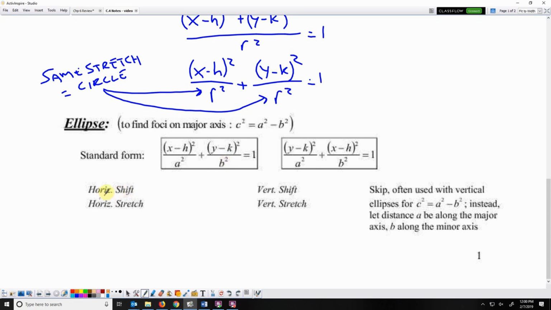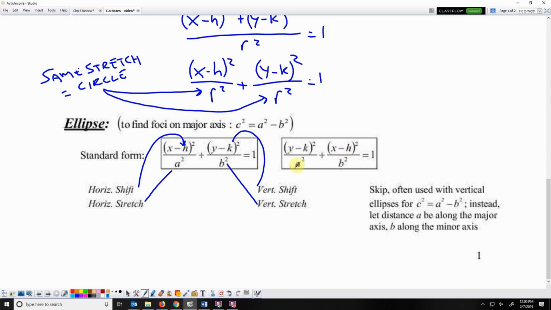Okay, the horizontal shift, that's going to be right here. It's the opposite of h. The horizontal stretch, right there. Okay, the vertical shift, that's going to be represented by k. The vertical stretch, right there.